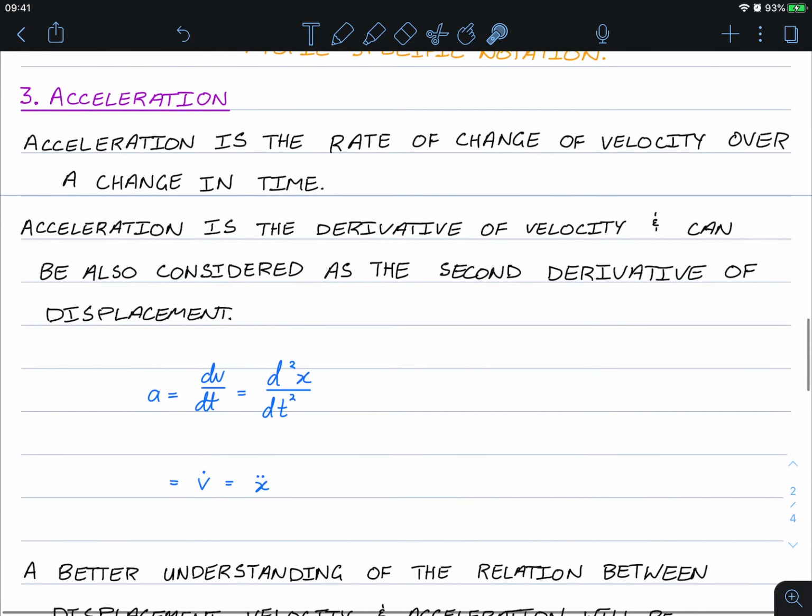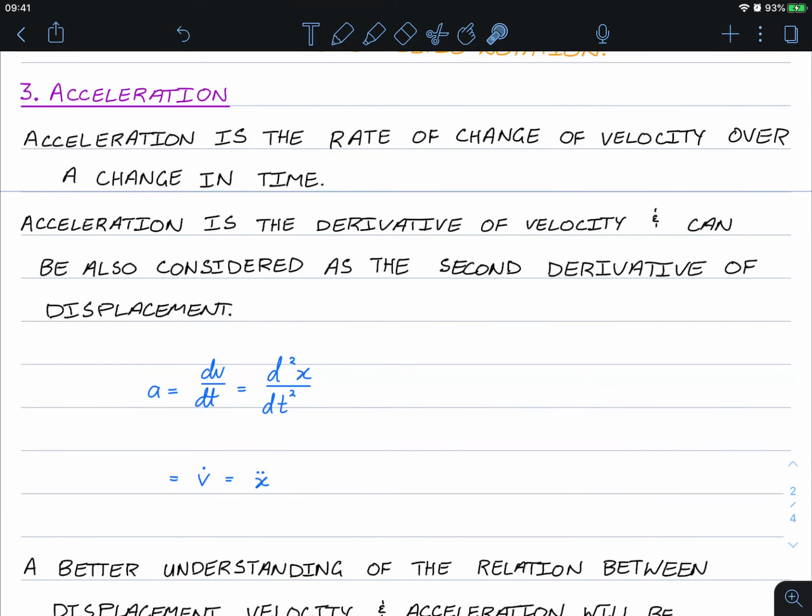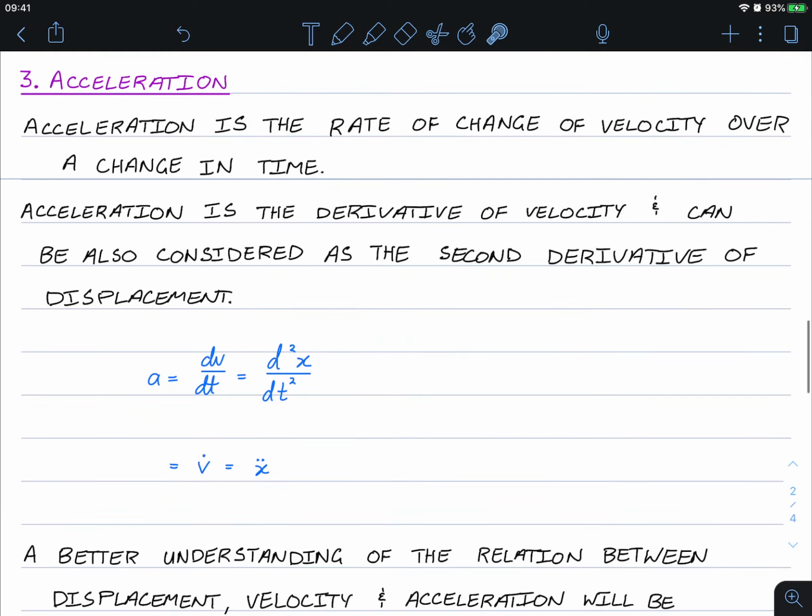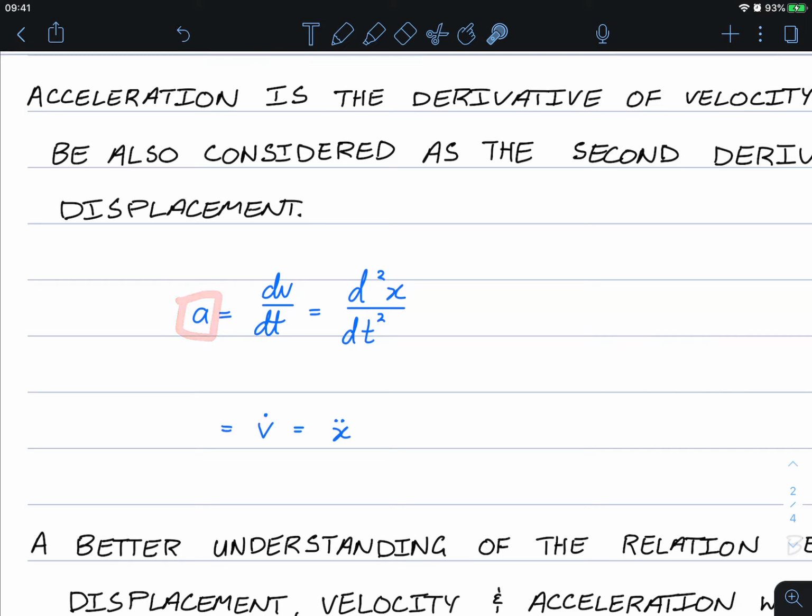The last aspect we should learn is acceleration, which is the rate of change of velocity over a change in time. Acceleration is the derivative of velocity and can also be considered as the second derivative of displacement. So a, acceleration, is the derivative of velocity with respect to time, or it's the second derivative of the displacement with respect to time. It can also be represented as x double dot.